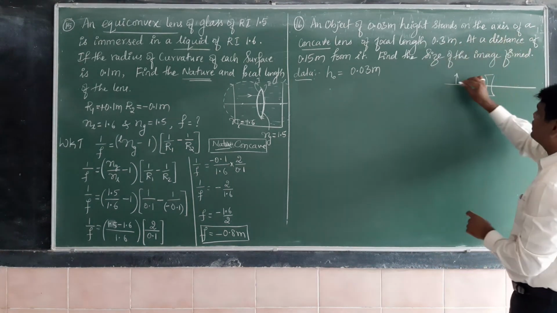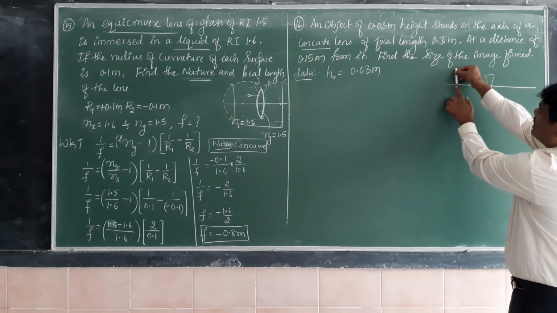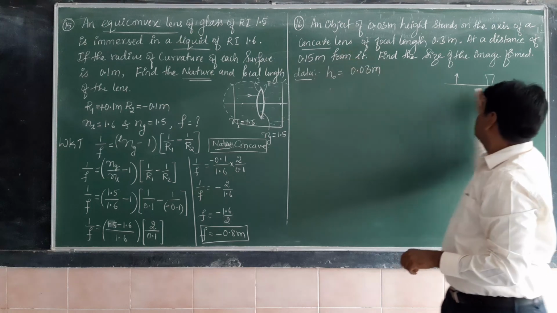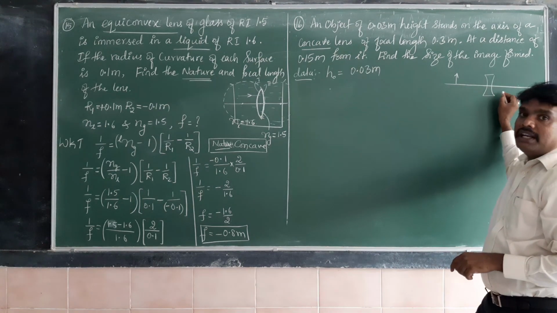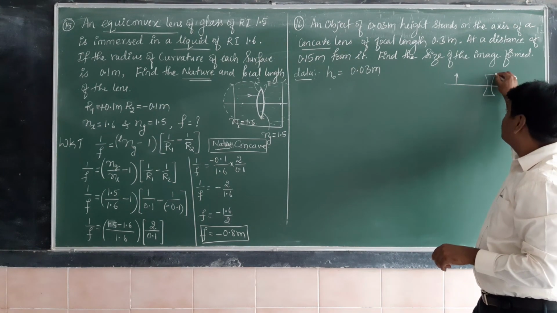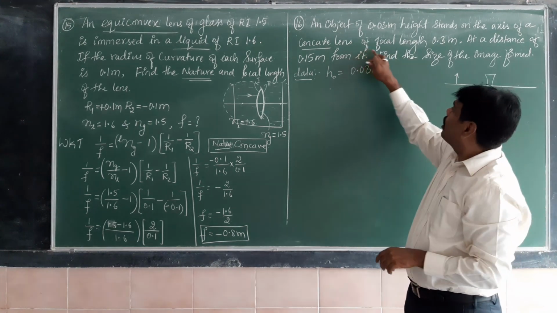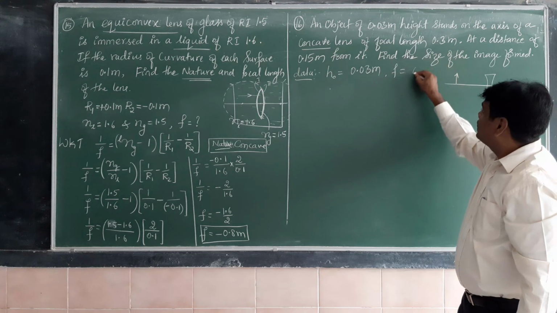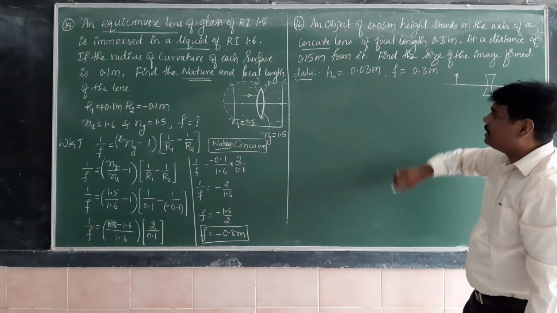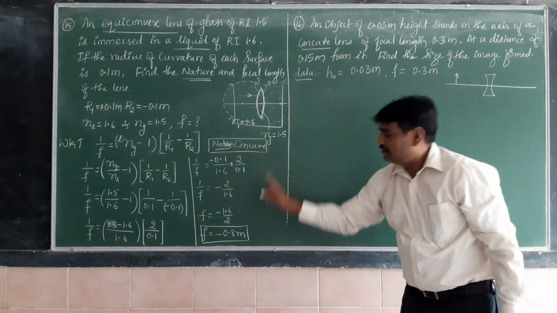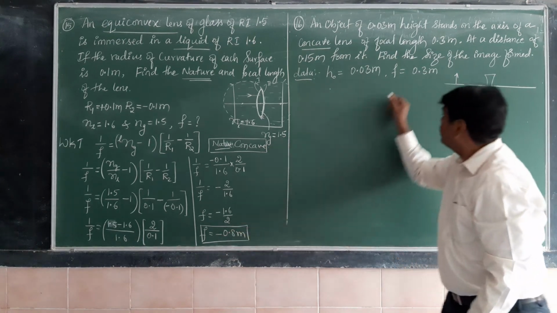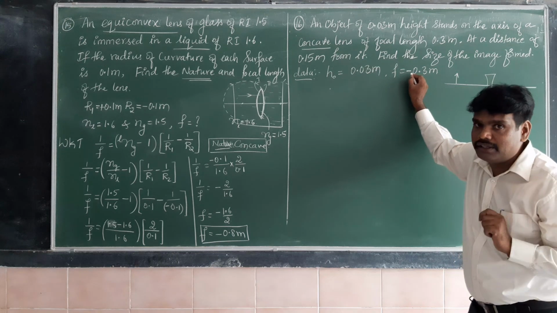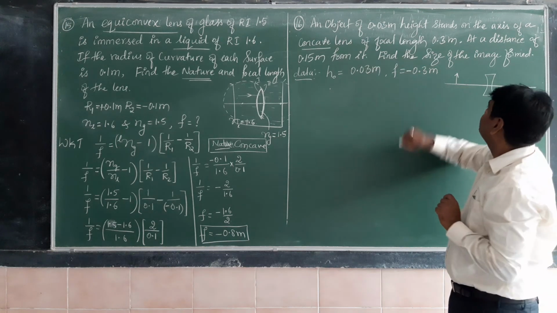Stands on the axis. This is the axis, it is standing like this on the axis of the concave lens. See, it is a concave lens. It is a diverging lens. Concave lens of focal length. The focal length is given. f is equal to 0.3 meter. See here, for concave nature, we will get a negative sign. So for a concave lens, the focal length should be negative according to sign convention.